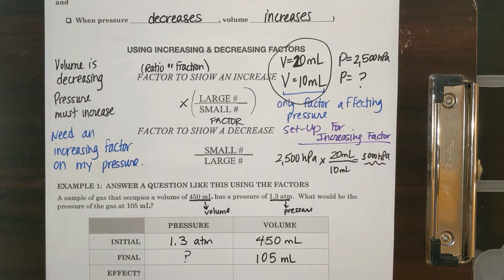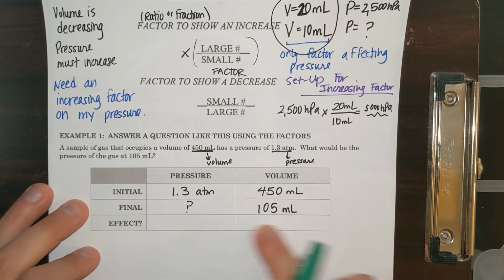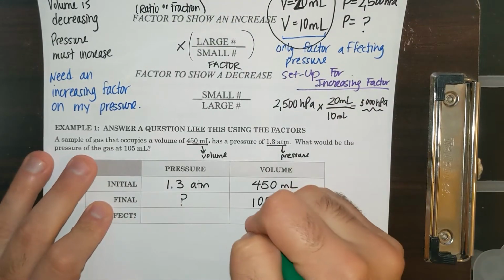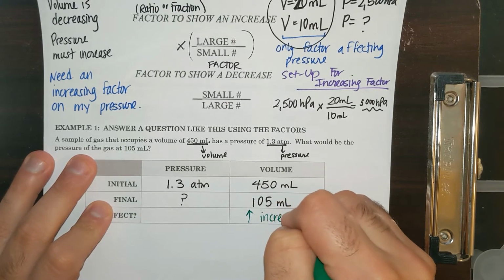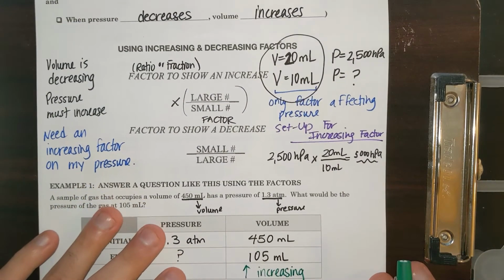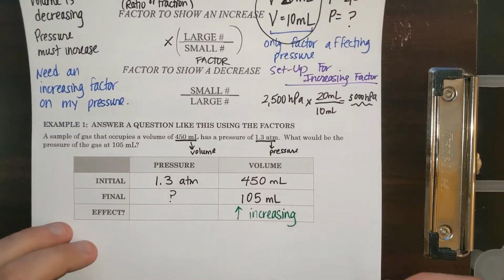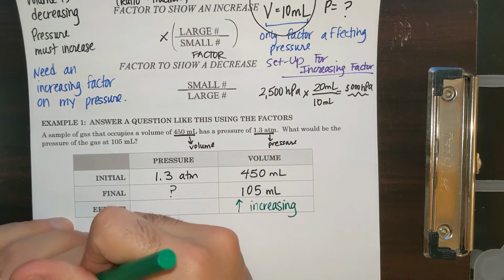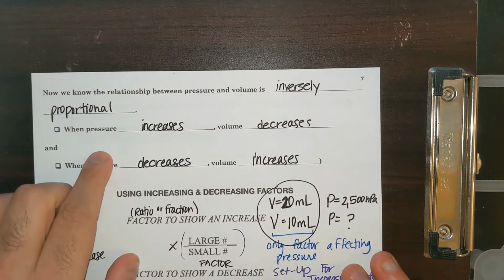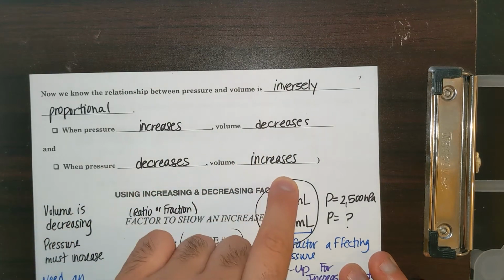But now that I have this table, I could start thinking about what is supposed to happen. And the most important thing for me in chemistry is this effect, right? So what's happening to my volume? My volume is increasing. Okay? Now, since I know that my volume is increasing, what is the relationship between pressure and volume? Well, we just talked about it, and it says it up here: when pressure increases, volume decreases. When pressure decreases, volume increases.